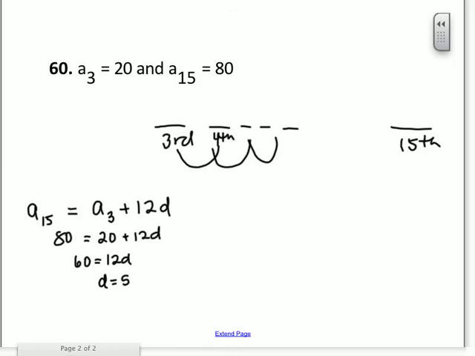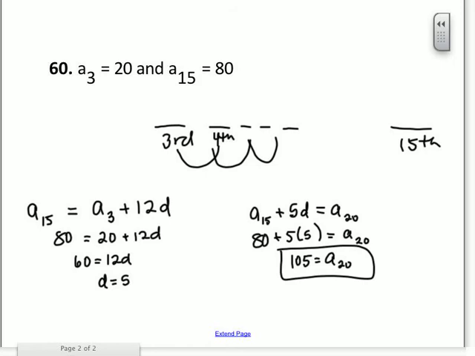All right, so if it asks for the 20th term, now you say, okay, well, if I start with the third term, I would need 17 common differences. Let's go ahead and start with the 15th term, though, since we know that one as well. So how many common differences do I need to get to the 20th term? 5. So if I start with the 15th and I want to get to the 20th, I would add 5 common differences to get to the 20th term. So I'd have 80 plus 5 times 5 equals A sub 20. So this is 80 plus 25, so 105 should be the 20th term. So that should be your answer.